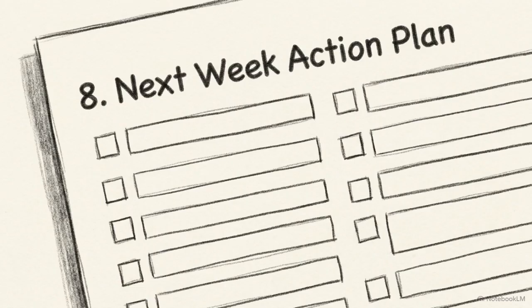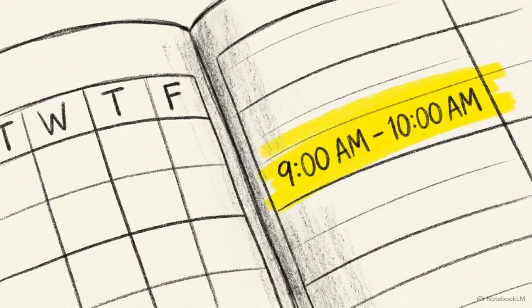Finally, we reach Section 8, the next week action plan. The rule here is that your next step must be practical, highly specific, and small enough to complete before the next weekly meeting. Look at this section of the form.